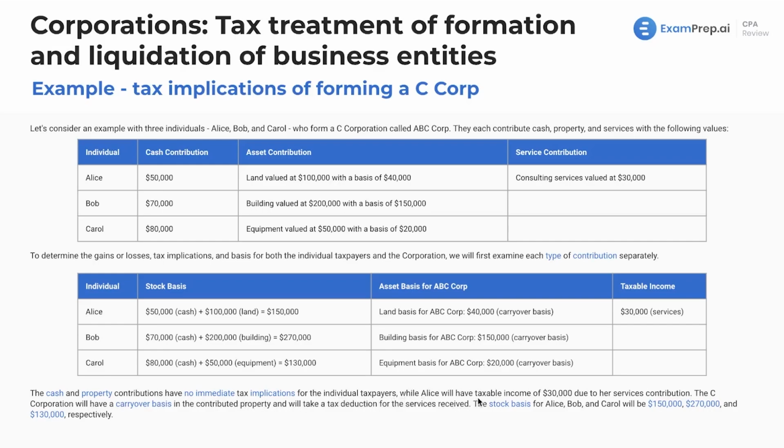So the cash and property contributions have no immediate tax implications for the individual taxpayers. While Alice is going to have a taxable income of 30, we talked about that one. The C corporation will have a carryover basis.